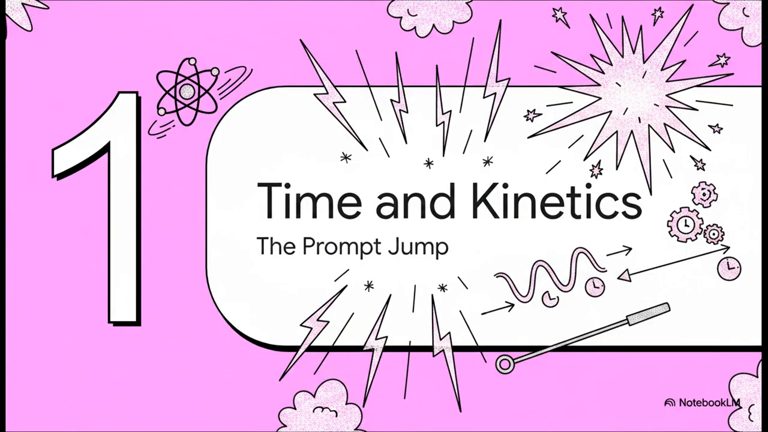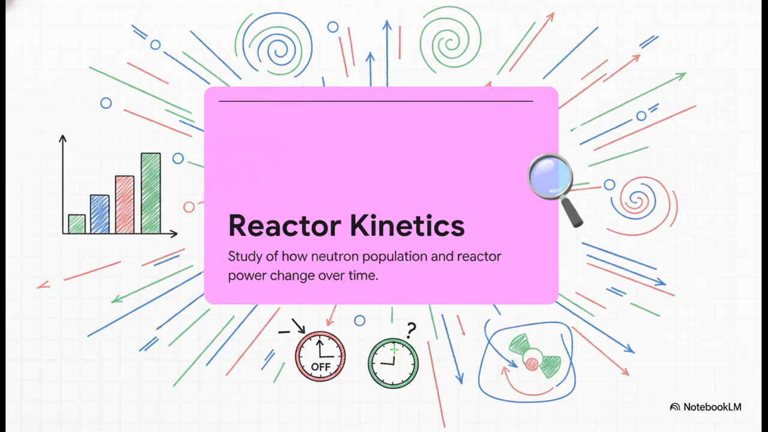All right, kicking things right off with Section 1, time and reactor kinetics, specifically looking at the prompt jump. Like I mentioned, previous modules looked at perfectly balanced, stable reactors. But kinetics? That is all about dynamic change. It's the study of how the neutron population, and therefore the reactor's power, shifts over time. Kinetics answers those absolutely crucial what-if questions. If you insert negative reactivity, exactly how fast does it shut down? And if you accidentally insert positive reactivity, exactly how much time do you have to fix it?